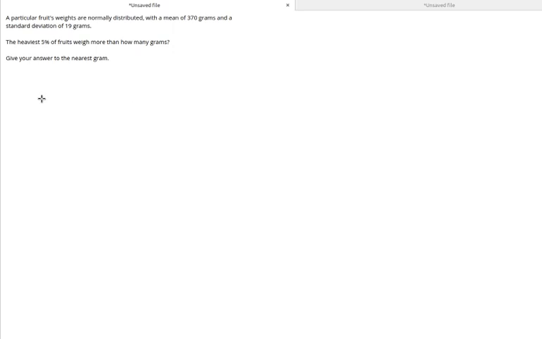So to figure this out, first off, because we're normally distributed, I'm going to draw my normal bell curve here. And let me shade some area into the tail and suppose this is the 5% of the heaviest. The reason I'm drawing this on the right is because we're talking about the 5% that weigh more than, meaning these are the 5% of the heaviest fruits over here. So it's the more than. That tells me to shade on the right.